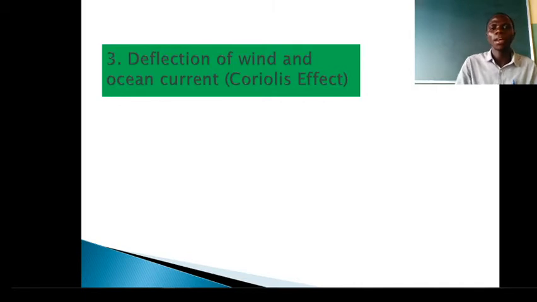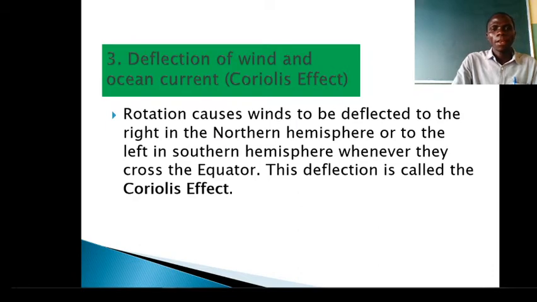The third effect is deflection of winds and ocean current. This phenomenon is called the Coriolis effect. Rotation causes wind to be deflected to the right in the northern hemisphere or to the left in the southern hemisphere of the earth whenever they cross the equator. This deflection of winds is called the Coriolis effect.